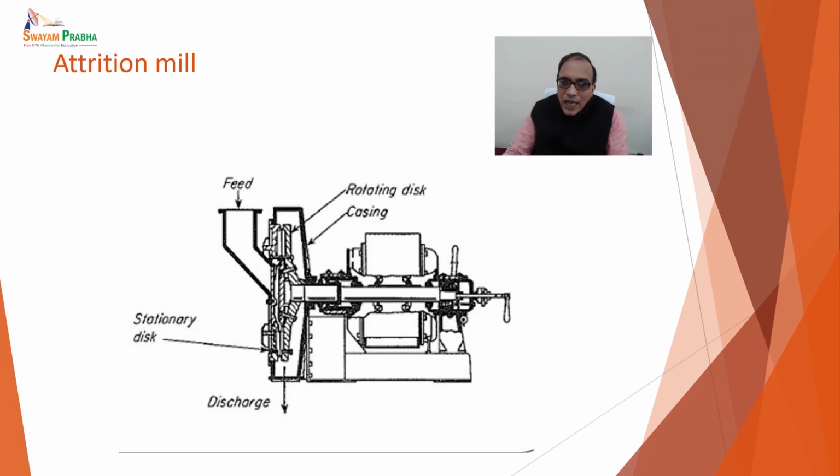As you can see in the attrition mill here, the feed enters from this portion, and the stationary disc is here, and the rotating disc is contained in a casing, and with the help of this attrition movement the discharge is obtained. The product of the required particle size can be received from the discharge end.